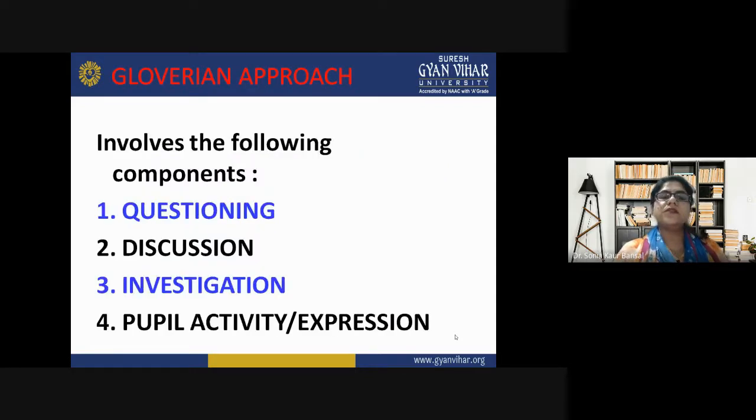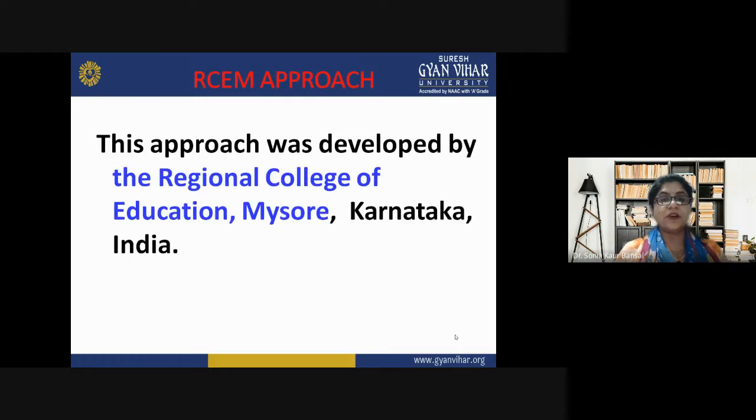Now, next, students, we are going to see the Globarian approach. We have seen the Herbartian approach and Bloom's approach, and now we are going to see the Globarian approach in continuation. The Globarian approach involves the following components: questioning, discussion, investigation, pupil activity, and expression. These are some points set in the Globarian approach.